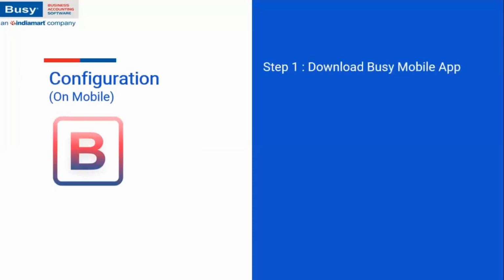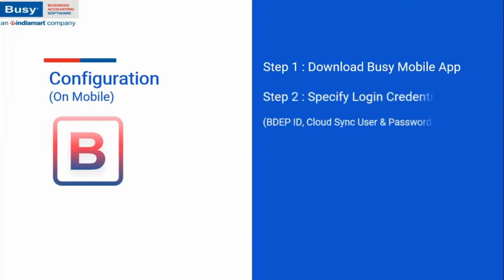And now I will show you some of the configuration on the mobile application. Step number 1 is to download the Busy mobile application on your mobile and specify the login credentials. To download the Busy mobile application, visit your App Store or Play Store. Directly search for Busy accounting software, and you will get this type of icon. Download it, and put in the login credentials like BDP ID, Cloud Sync user, Cloud Sync password, etc., and put in one activation code.